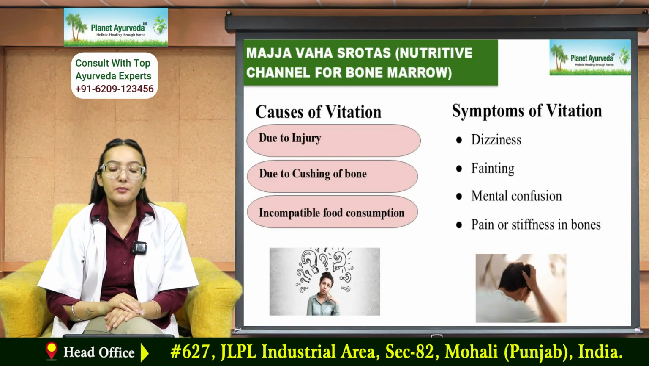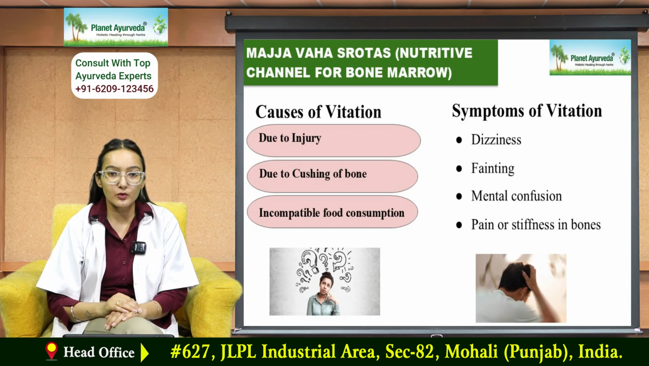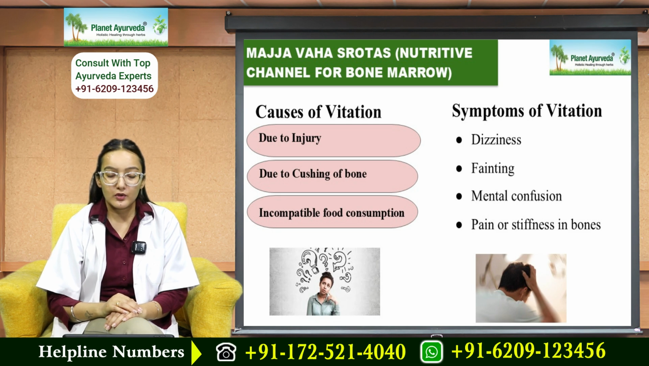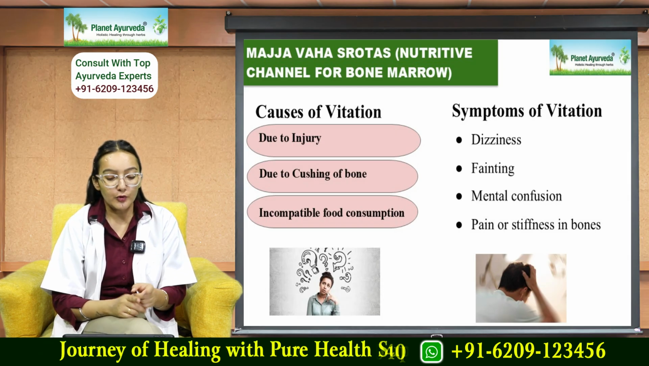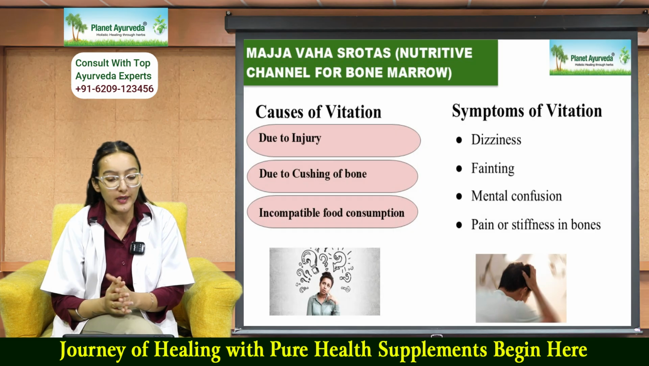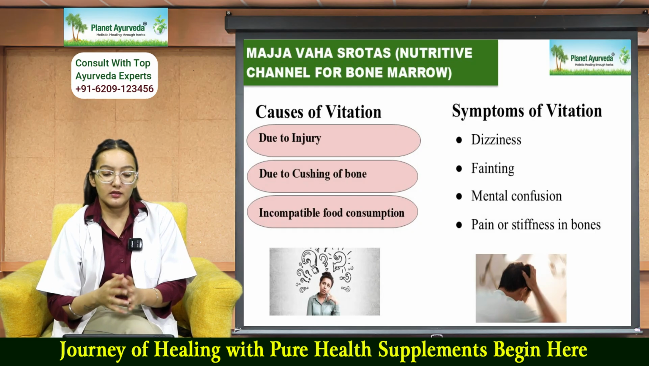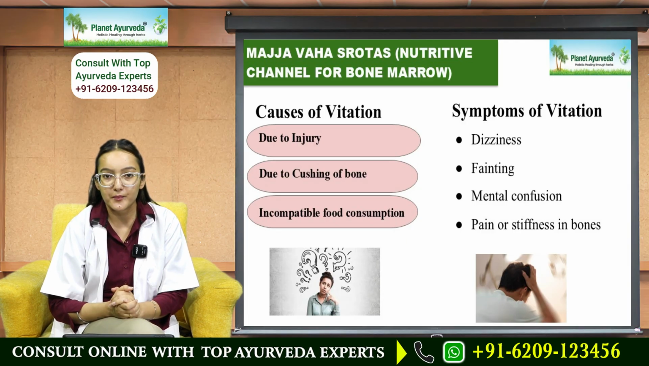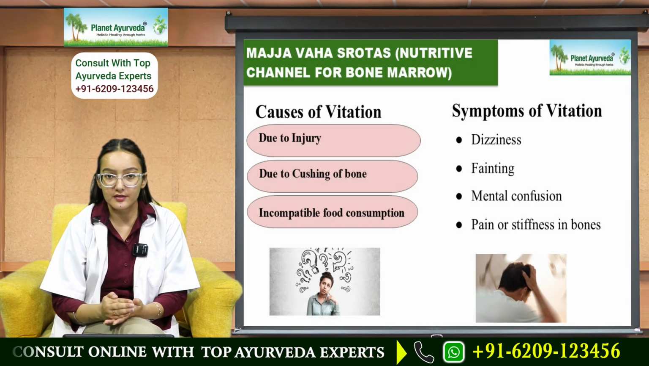Then comes the Majjavaha Srotasa. Till here we have discussed Asthivah Srotasa. Now comes the Majjavaha Srotasa, the nutritive channel for bone marrow. So what are the causes of vitiation for the nutritive channel for bone marrow? Due to any injury, due to crushing of bone, incompatible food consumption. Also, this bone marrow is related to the nervous system. The Majjavaha Srotasa is related to the nervous system.